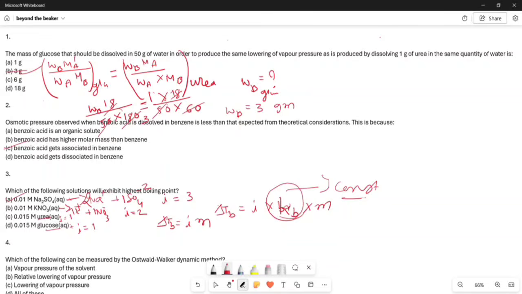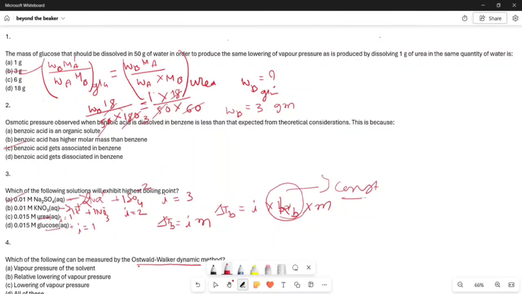Next I go to fourth question. Which of the following can be measured by Ostwald-Walker dynamic method? Here the question is very simple. Ostwald-Walker dynamic method is used to measure the relative lowering of vapor pressure.